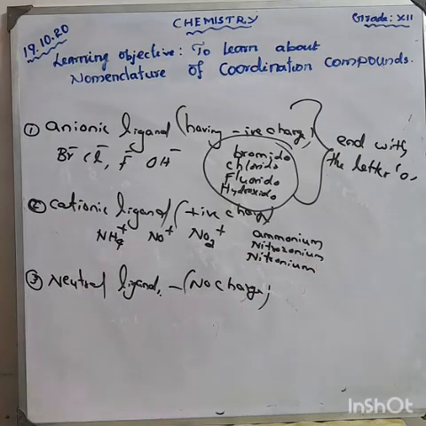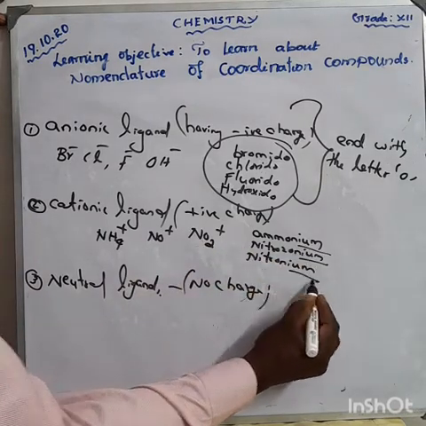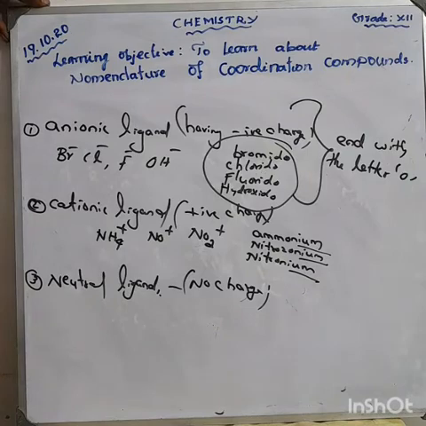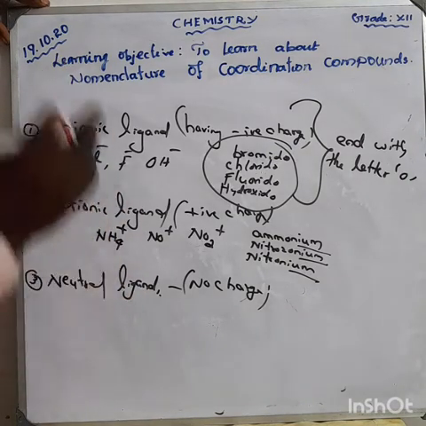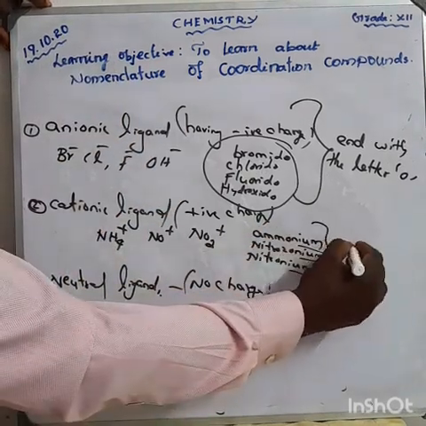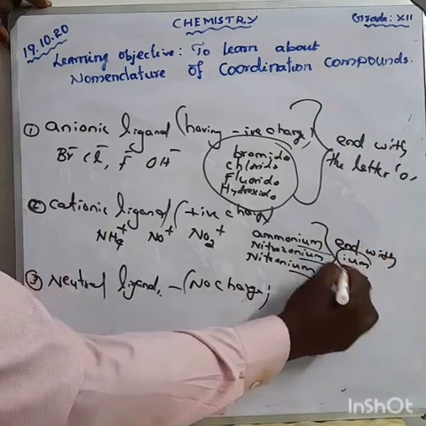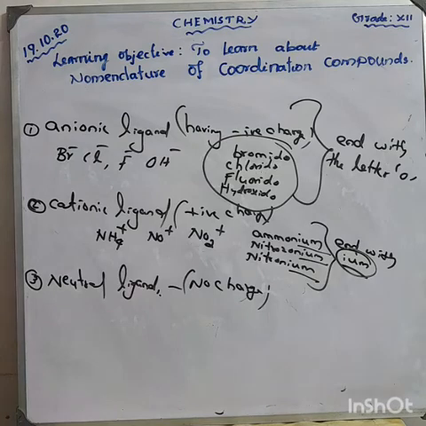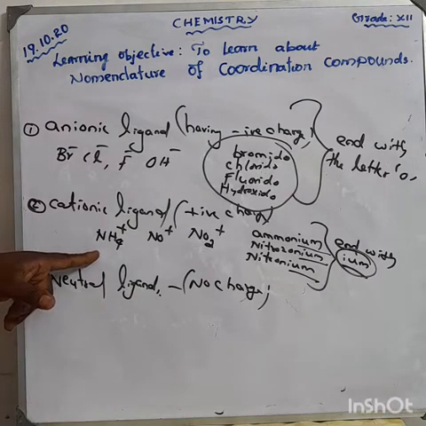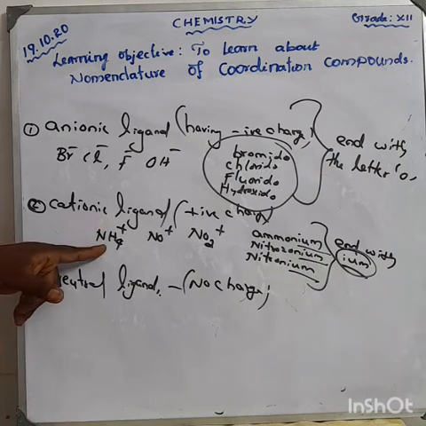Can you understand what is the meaning here? The ligand name ends with IUM. Clear? What do you understand about that? The first one is ammonium, having the plus charge. So we are giving the name cationic ligand. Cationic ligand ends with IUM.